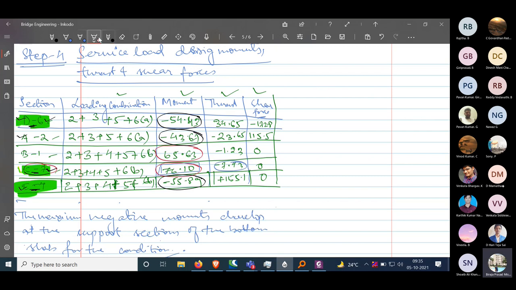So if we are considering this section D6, what is the moment? Moment is minus 54.43, that is the service load moment. Okay, what is the thrust? Service load thrust is 34.65. It is in compression. Since it is positive, it is in compression, right? So let us calculate that one.